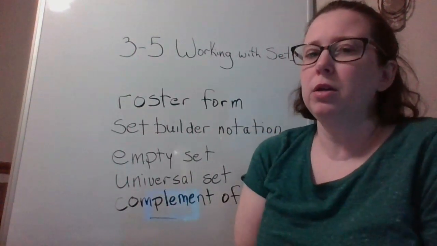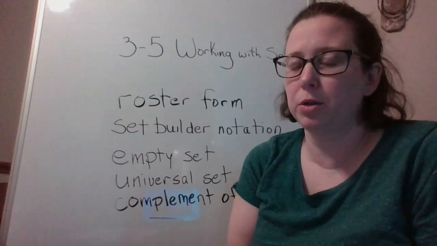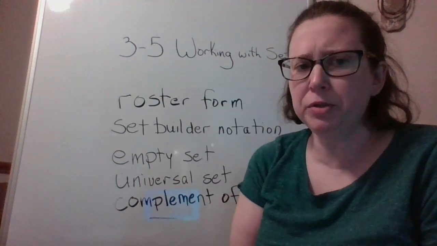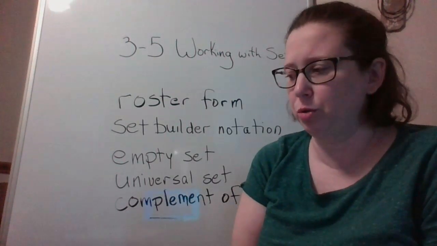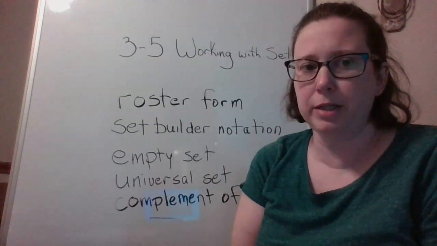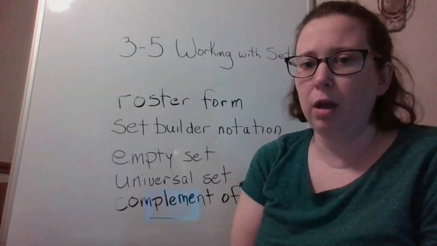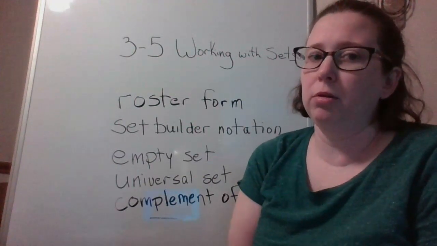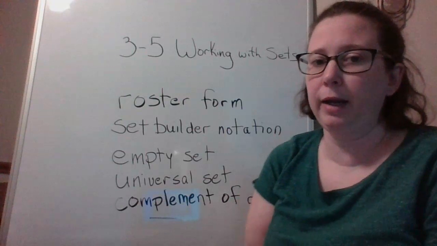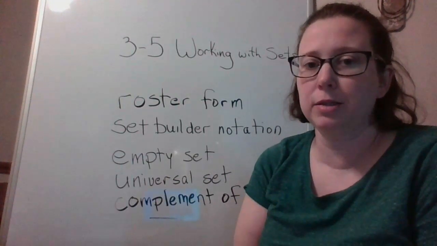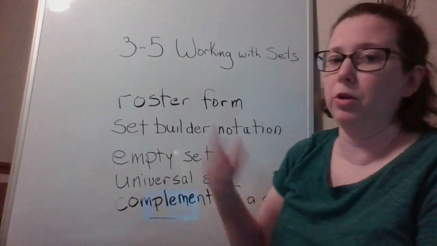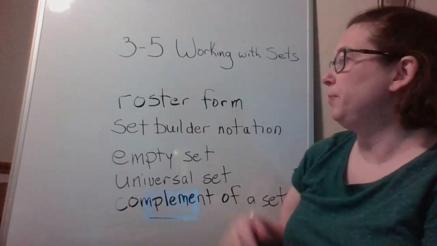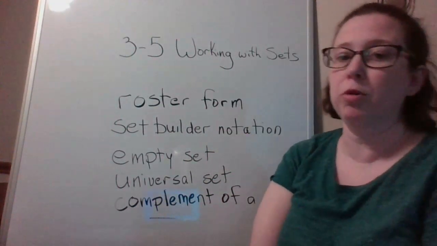What I would like you to do at home is take out a piece of loose leaf. When we do a new section, I am going to send you pictures of that section so that you have them in case you don't have your book handy. Do a heading and notes just like we do in class. You can see our heading here is 3-5, Working with Sets, and we've got 5 vocab words.